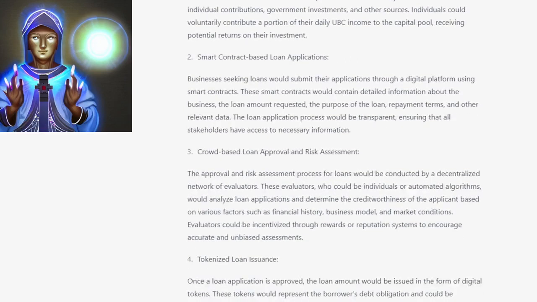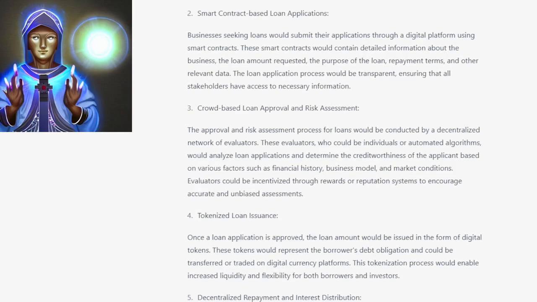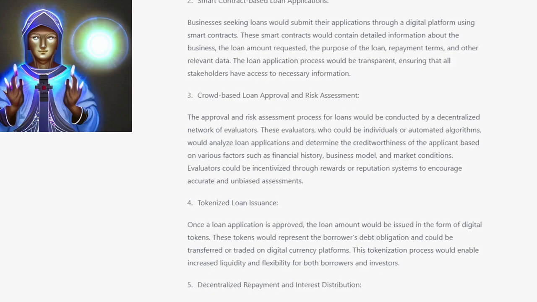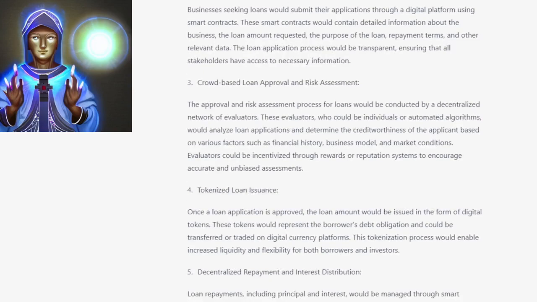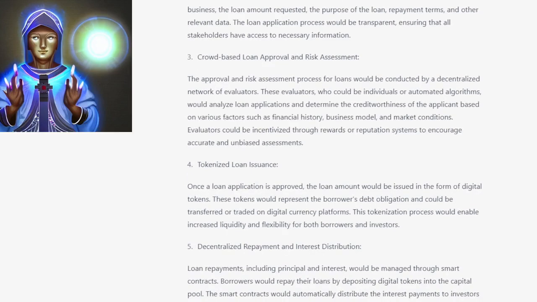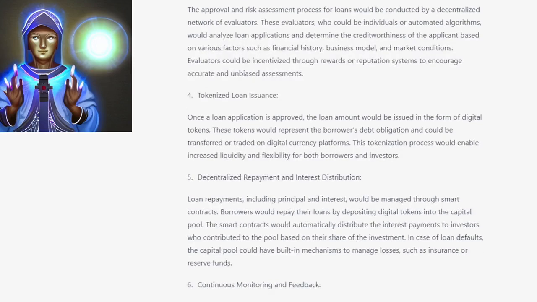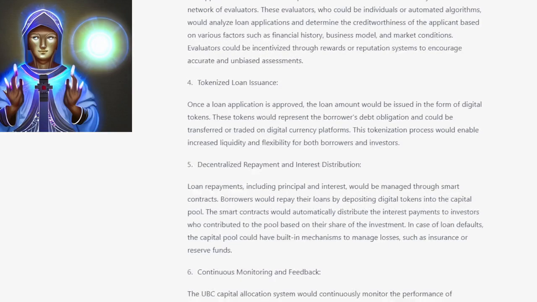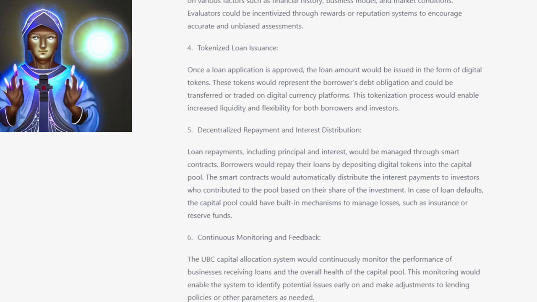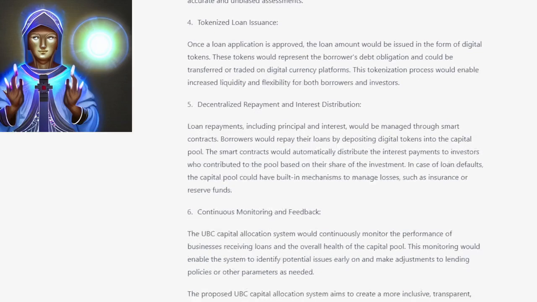Smart contract-based loan applications. Businesses seeking loans would submit their applications through a digital platform using smart contracts. These smart contracts would contain detailed information about the business, the loan amount requested, the purpose of the loan, repayment terms, and other relevant data. The loan application process would be transparent, ensuring that all stakeholders have access to necessary information.